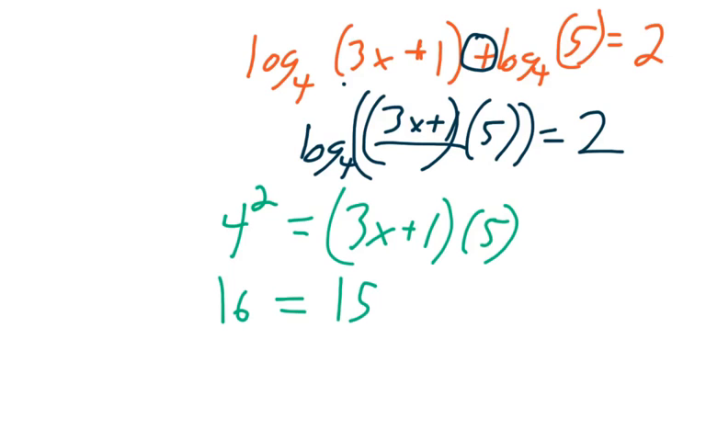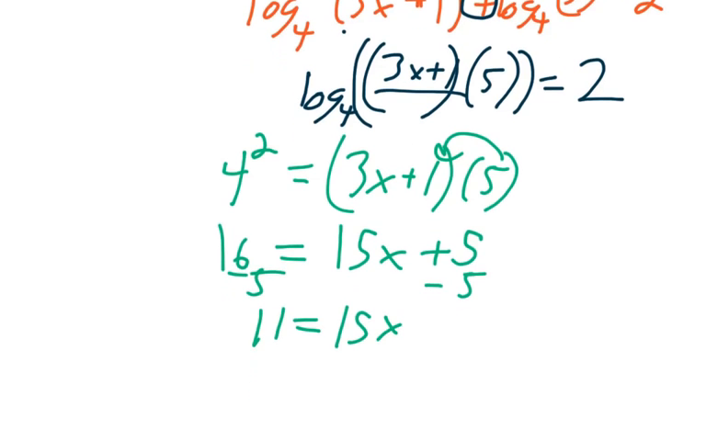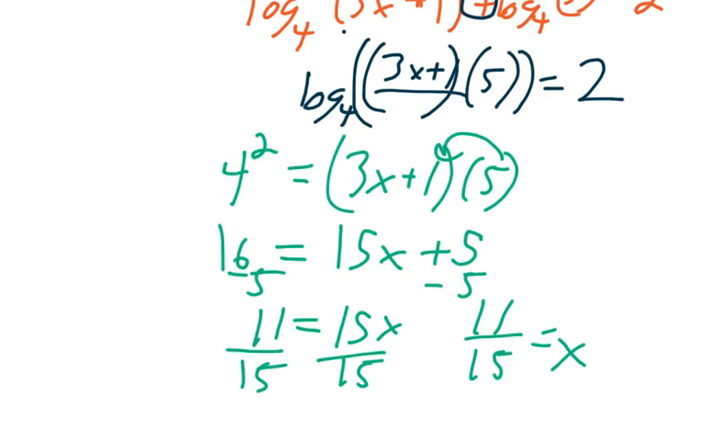This is 15x plus 5. Don't forget to distribute this. Subtract 5 on both sides. 11 equals 15x. Divide by 15. And 11 over 15 equals x. So when you do this, and you check this, it's going to turn out to be okay. Nothing's going to be negative, and so we have our final answer. And that was 11-4 logs.